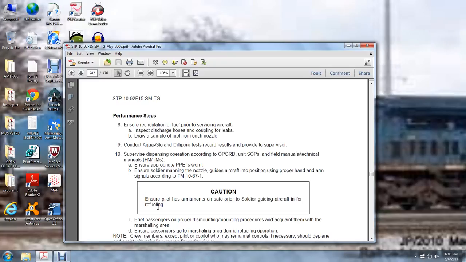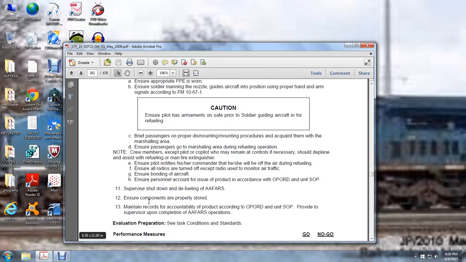Ensure appropriate personal protective equipment is worn. Ensure the soldier manning the nozzle guides the aircraft into position using the proper hand and arm signals according to Field Manual 10-67-1. Ensure pilot armaments are safe prior to the soldier guiding the aircraft in for the refueling.